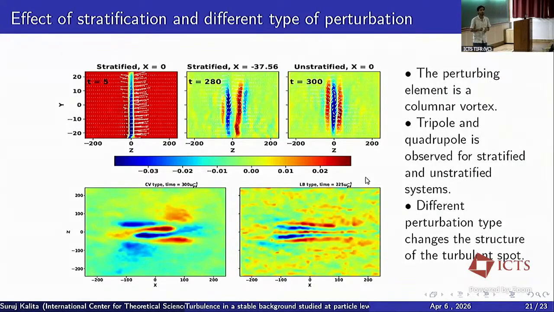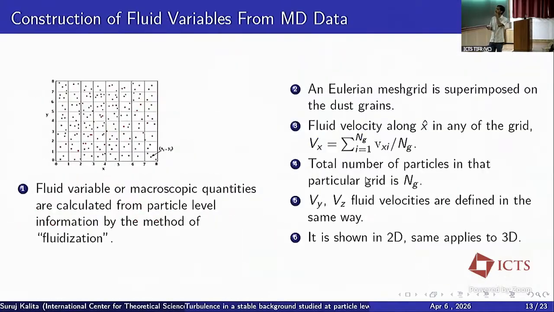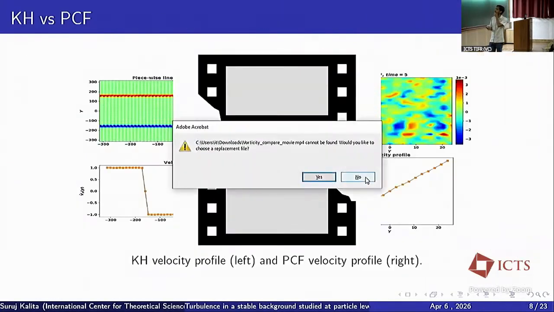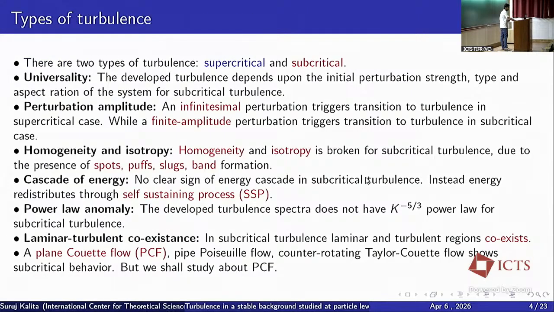I have a small question. Why is this not universal? Like, what's different between this and homogeneous isotropic turbulence? That's a good question. This is what I was thinking about.